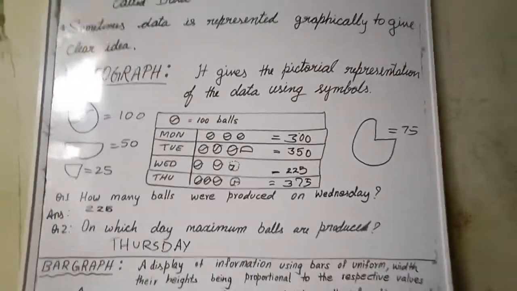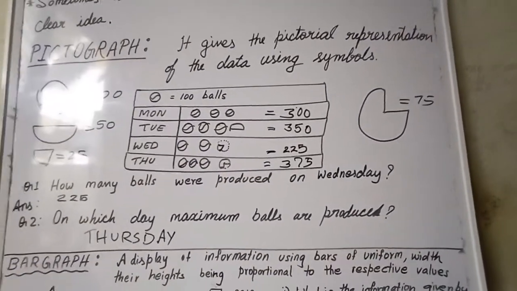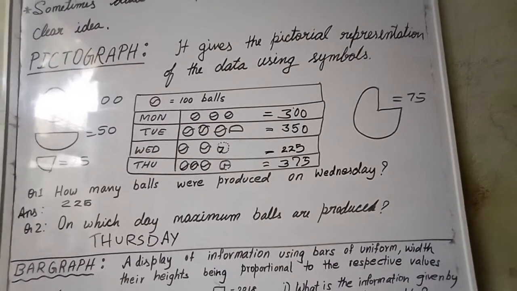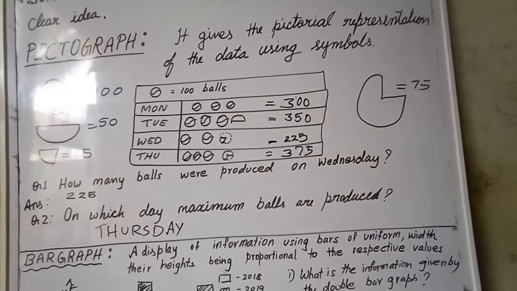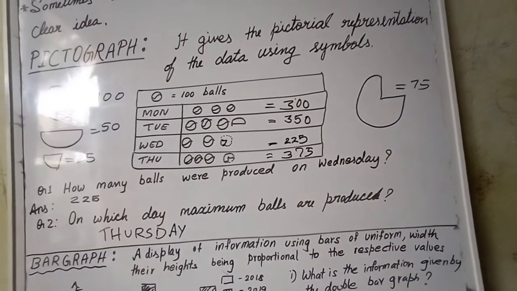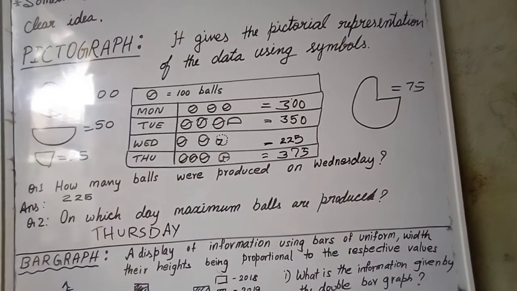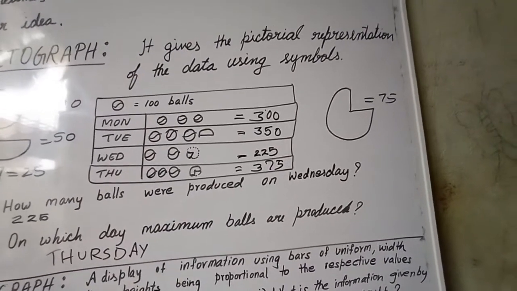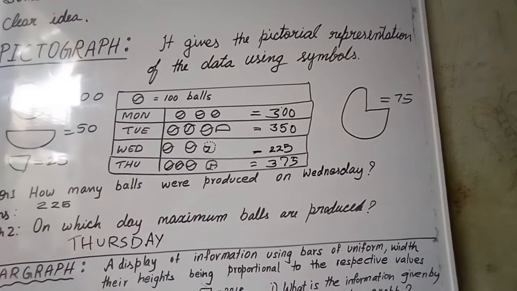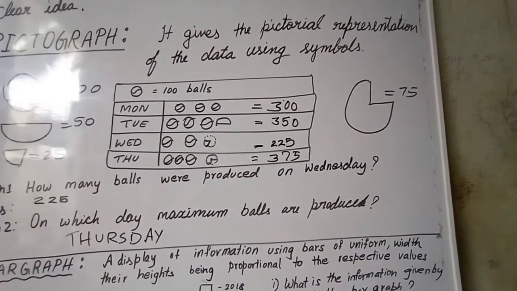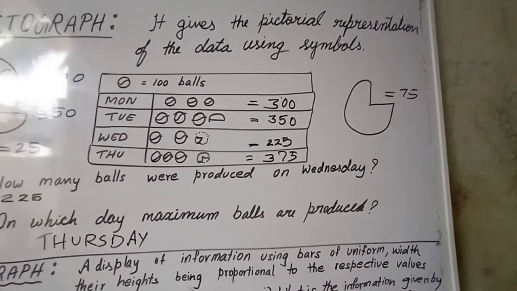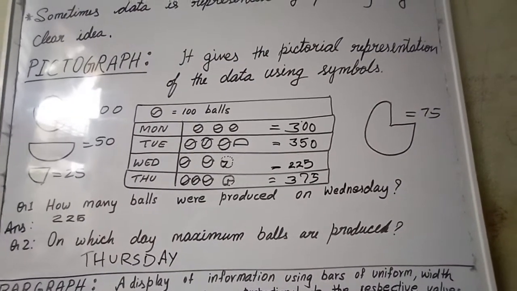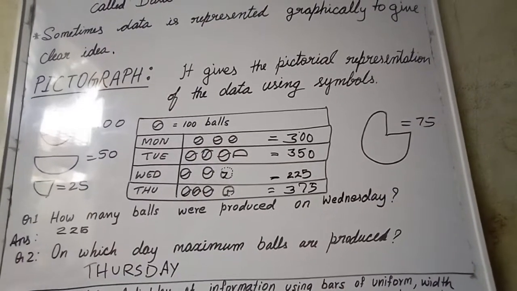The bar. You are eating, you are very much fond of your chocolates, choco bar, Milky Bar chocolate. In this way, but why did they name it bar? Are you able to understand? Because they are in the shape of a rectangle. A display of information using bars of uniform width, their height being proportional to the respective values. Width will be the same, but height will be the given values.